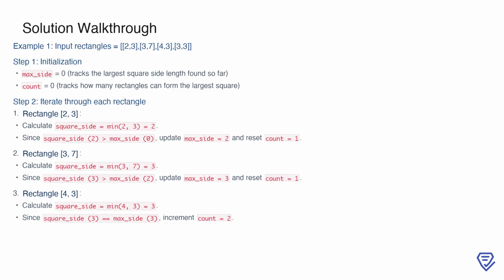For the third rectangle, 4, 3, the square side length is min(4, 3) equals 3. Since this matches the current max_side of 3, we increment count to 2 because we now have an additional rectangle forming a square of the largest side length.